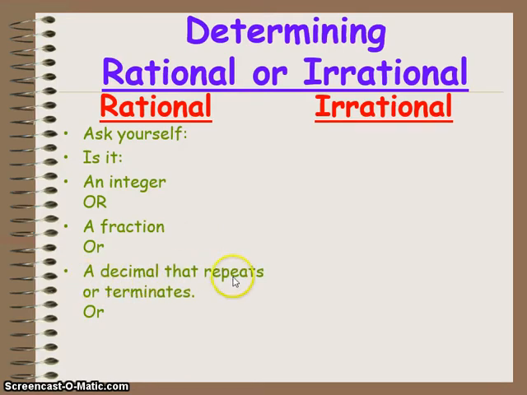Is it a decimal that repeats or terminates? So if I said 0.3333333, it repeats, so it's rational. If I said 2.5, that terminates, so it is rational. And last, which we'll talk about more in a minute, if it is a perfect square root, it will be a rational real number. All rational real numbers are one of these 4 qualifications.